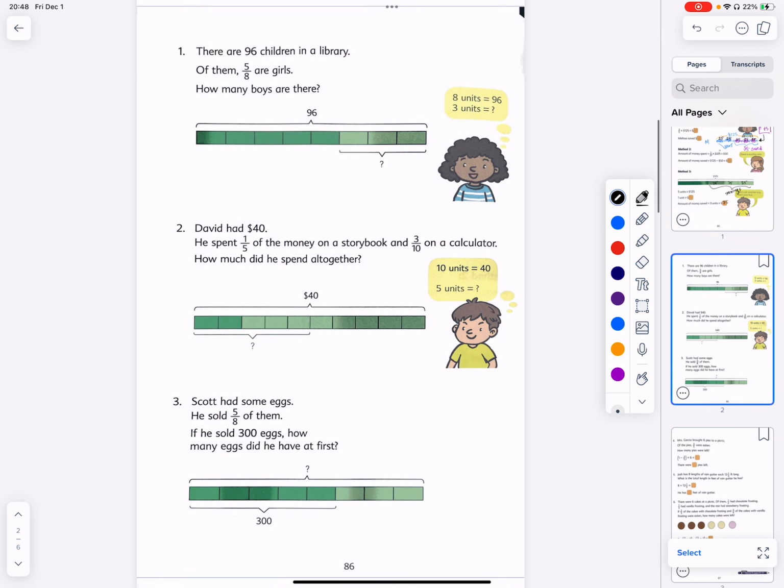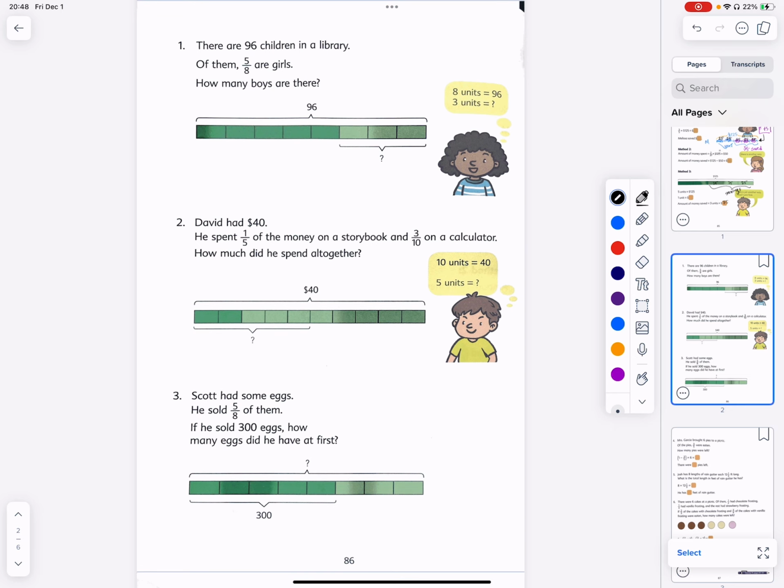Let's practice more word problems. They're fairly easy. They follow different patterns. Let's spot patterns. We are on page 86. There are 96 children in the library. Of them, 5 out of 8 equal parts are girls. 5/8 are girls. Now, how many boys are there?